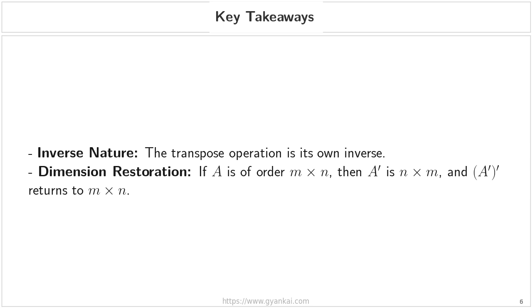Secondly, consider the restoration of dimensions. If we begin with a matrix A of order m by n, the first transpose, A prime, flips those dimensions to n by m. However, when we perform the second transpose, the transpose of A prime, the dimensions are flipped once more, returning the matrix to its original order of m by n.